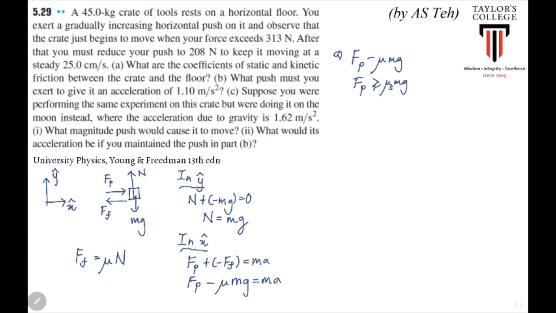Okay, so I can find mu s, which equals the pushing force divided by mg. It's given to us that the pushing force is 313 newtons, m is 45 and g, gravity, is 9.81. This gives us a rough value of 0.71 for the coefficient of static friction. Okay, now the same goes in the next part, where the person is pushing at 208 newtons, but it's moving at a steady velocity.